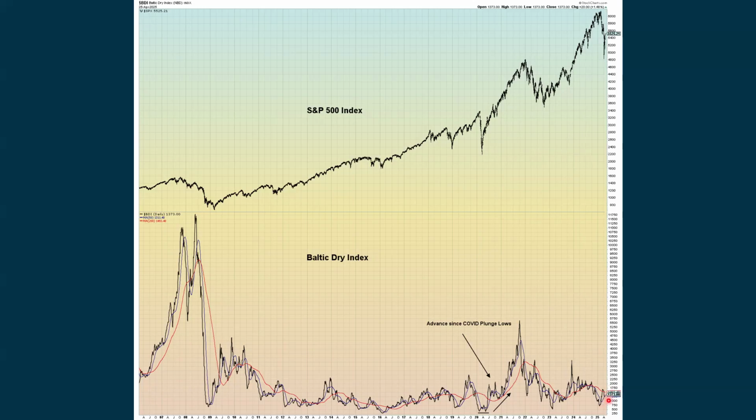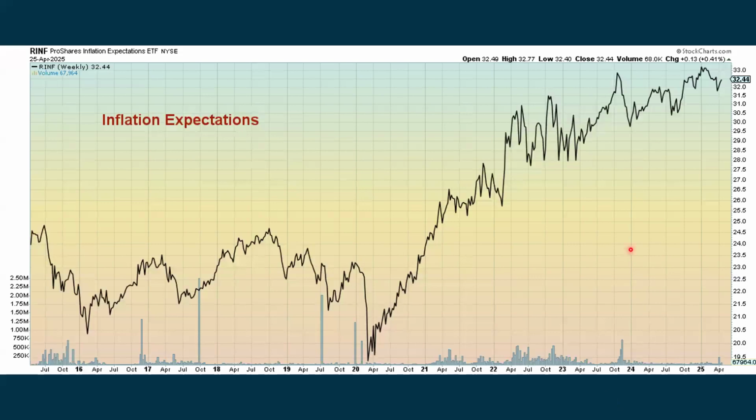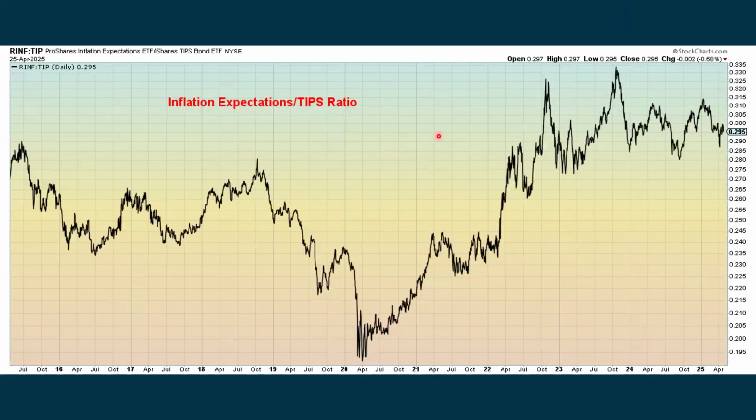This coming down is more deflationary than inflationary in a general sense. Inflation expectations have been declining since the beginning of 2025. Well, now they're starting to go back up just a little bit, but we're not really seeing a breakout of this recent range. We also look at inflation expectations and do a ratio with TIPS, which I'll talk about more later, which are Treasury inflation protected securities.